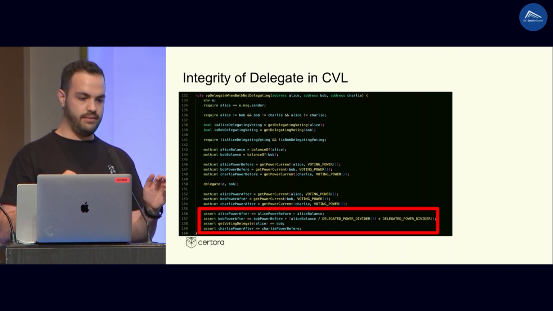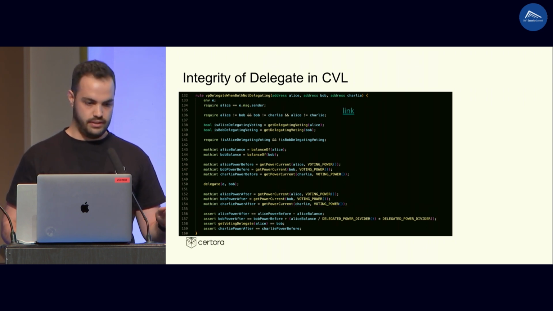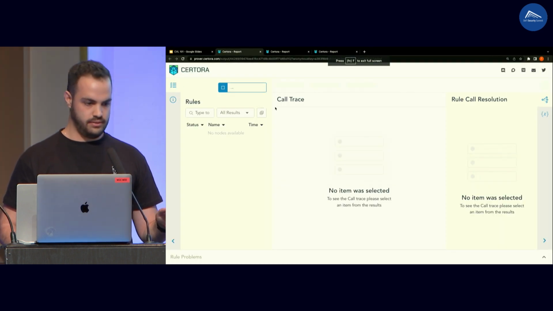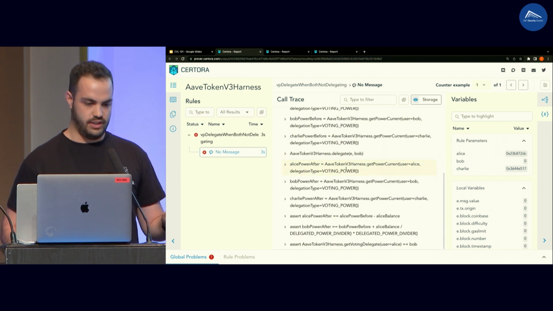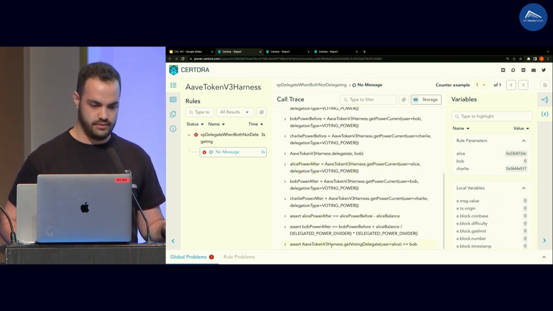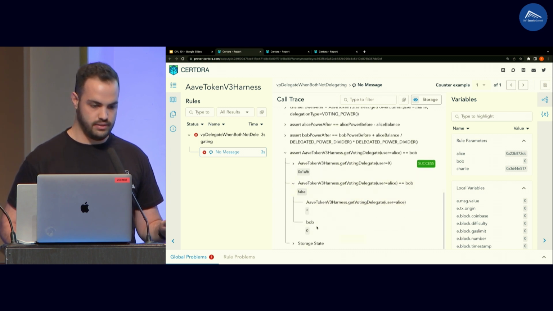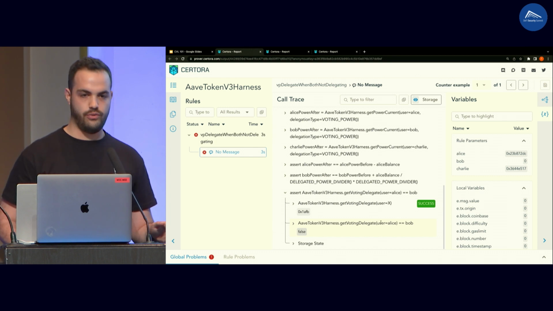So when we run this rule, let's see what happens, right? It should pass. But it fails. What failed here? Let's check which assertion failed. The third assertion failed. Here you see there is false. The one that checks that Bob is the delegatee of Alice.